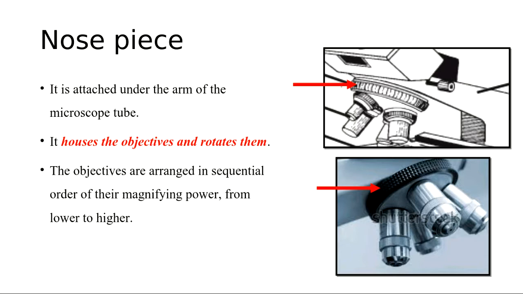If you want to rotate from 4x to 10x, 10x to 40x, or oil immersion, you will need the nose piece. The objectives are arranged in sequential order of magnifying power, from low to high power. I told you the objectives will be 4x, 10x, 40x, and oil immersion, arranged from low to high power. I hope it is clear: the nose piece houses the objectives, and it helps in rotation from 4x to 10x, and 10x to 40x.